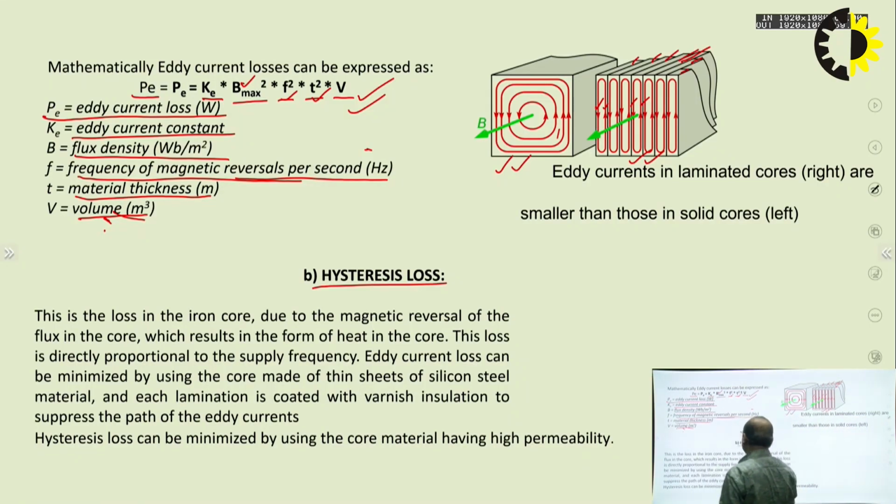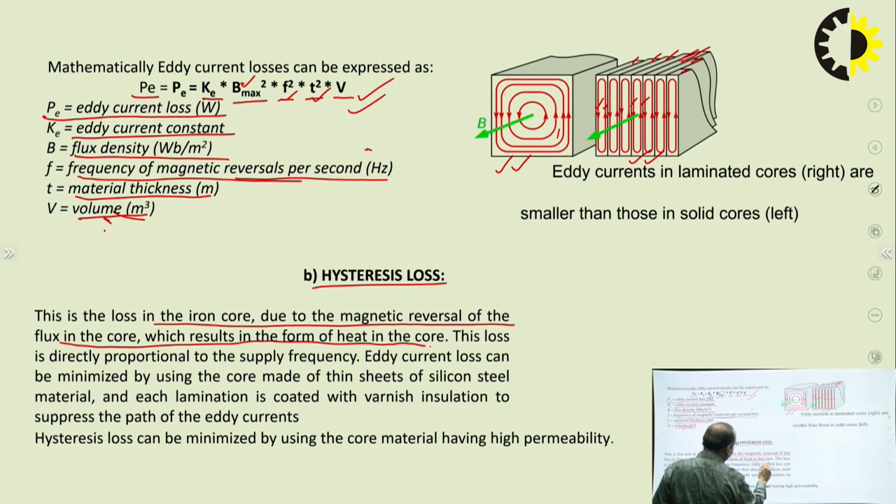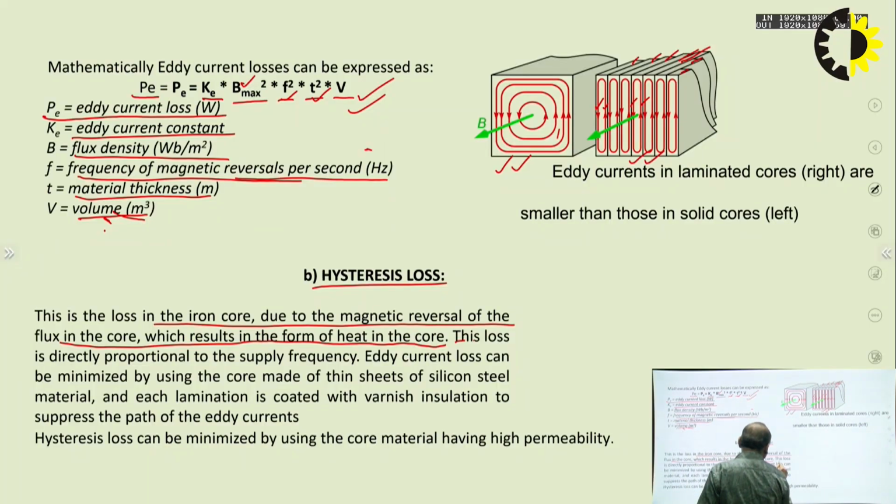Next we have hysteresis losses, that is also part of core loss or iron loss. This is the loss in the iron core due to the magnetic reversal of the flux in the core, and that results in the form of heat in the core, and this is known as hysteresis power loss. This loss is directly proportional to the supply frequency.